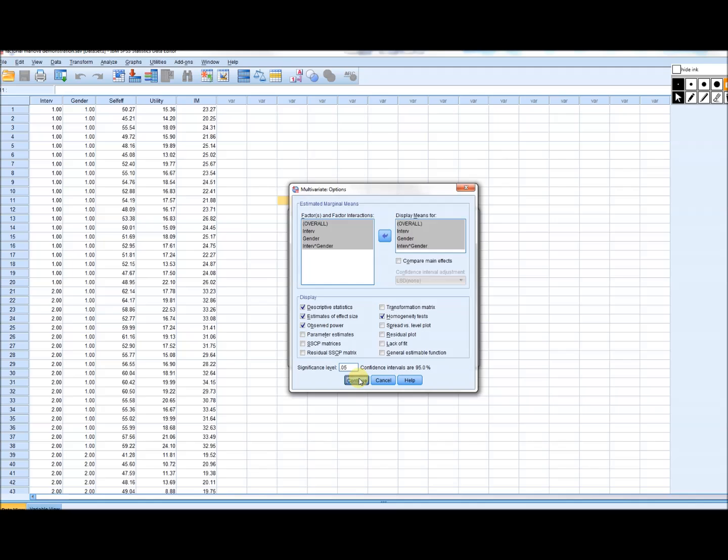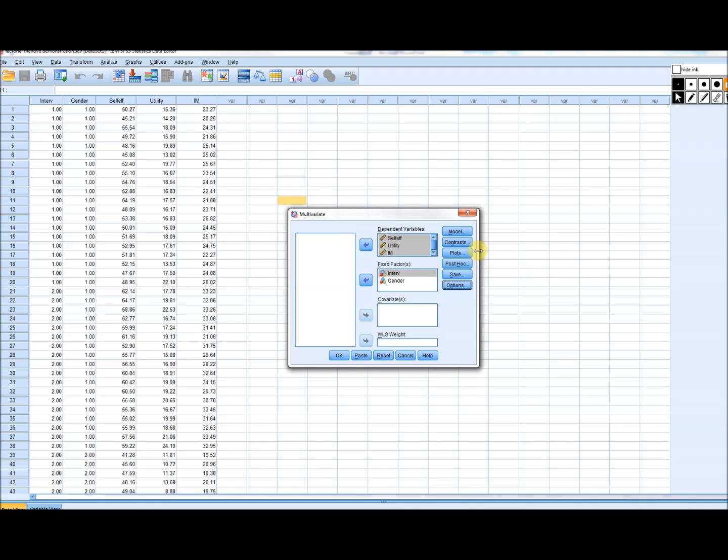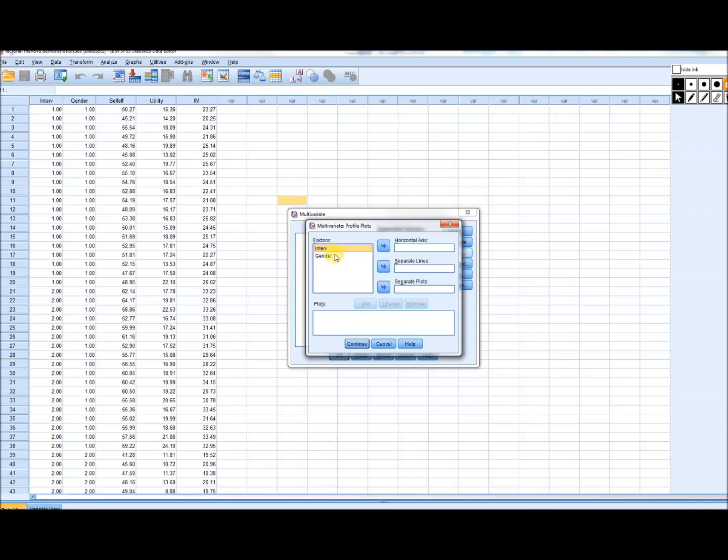So I'll click on Continue, and under plots we can ask for essentially univariate plots. So I can ask for a profile plot for the means for intervention. I can ask for a profile plot for the means associated with gender, and then also a plot for the interaction between intervention and gender. So I can click on that and get that.